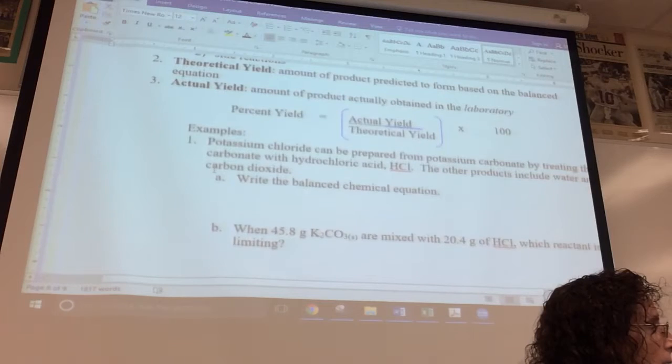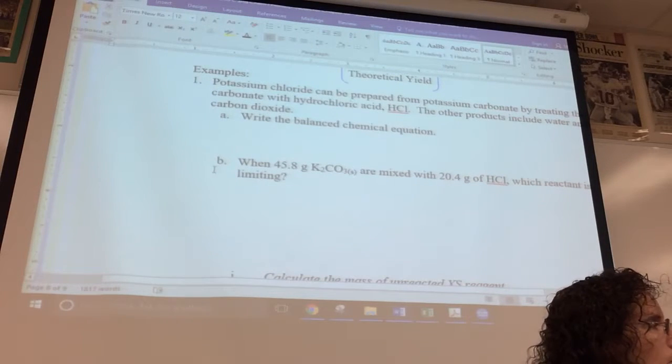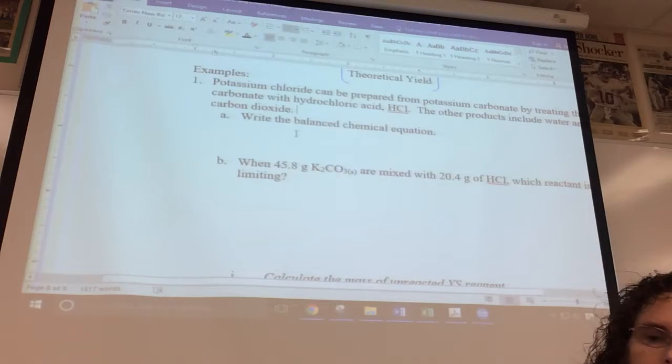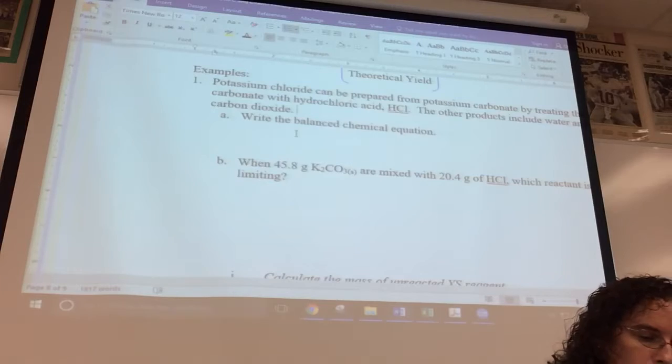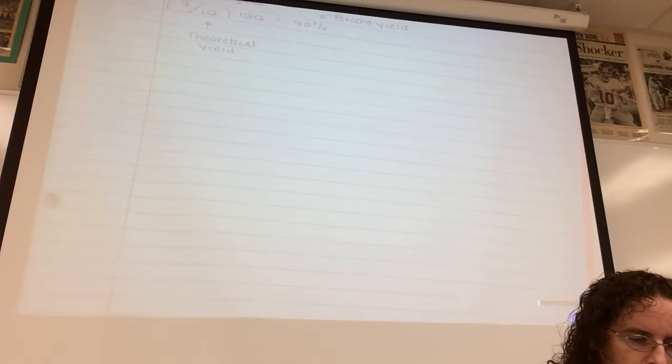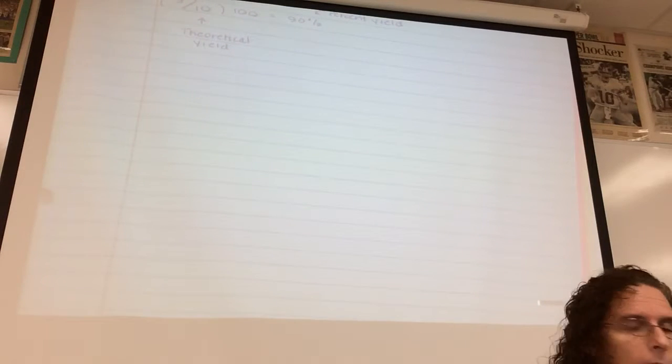The example says potassium chloride can be prepared, so you're generating it, from potassium carbonate by treating the carbonate with hydrochloric acid. The other products include water and carbon dioxide. So the first thing that we want to do is we want to write the balanced chemical equation. This is probably a little tougher than what I'll give you on the quiz.